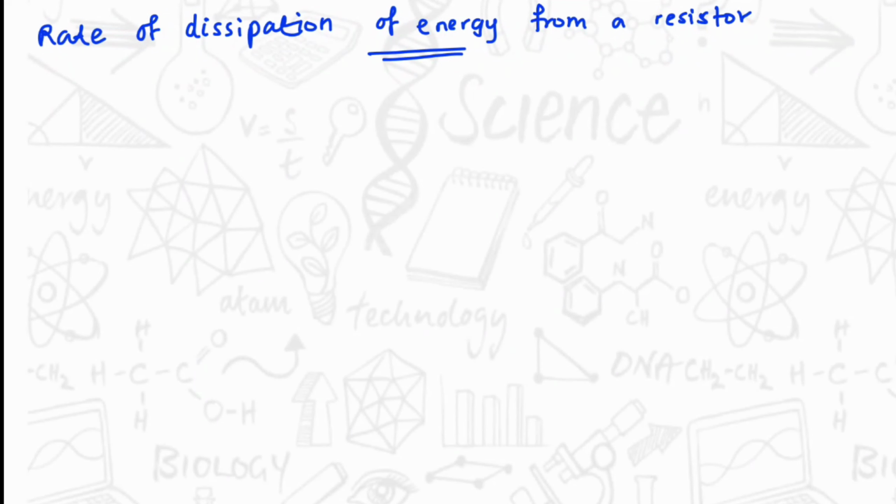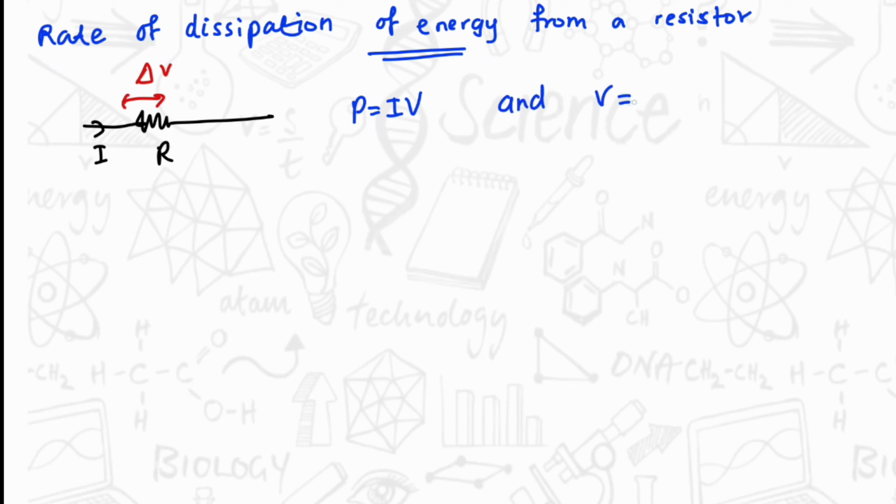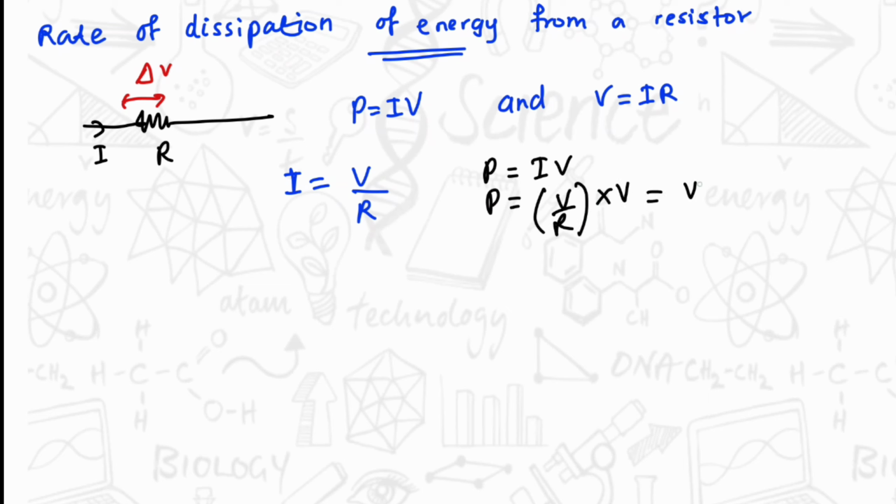Now the rate of dissipation of energy from a resistor. This is a resistor of resistance R and the current flowing across it is I, and we have a voltage difference of delta V. So by the equation P is equal to IV, and also we know V equals IR. So instead of I, if we substitute V over R in this equation, we will get V over R times V, that is V squared over R.